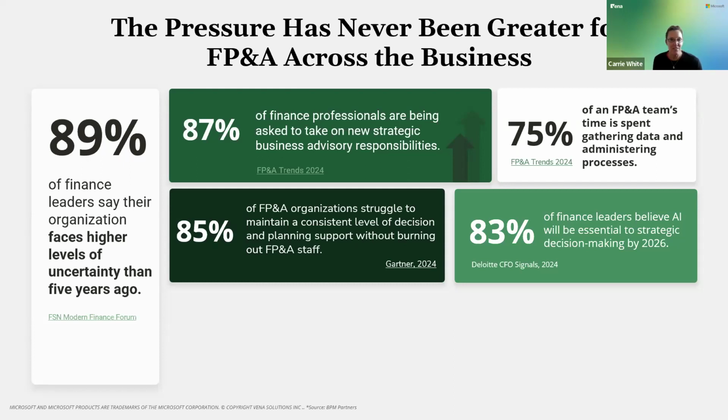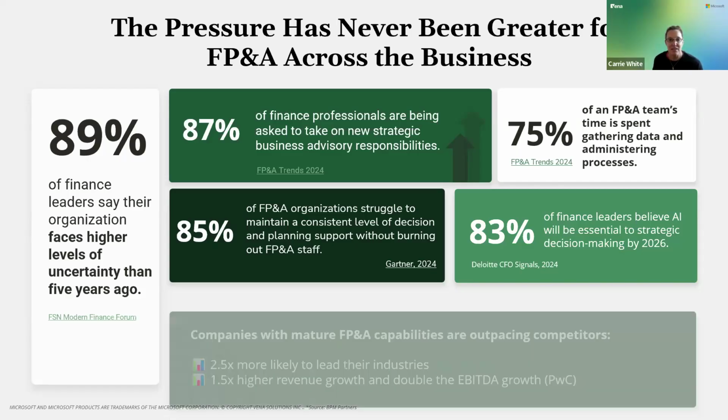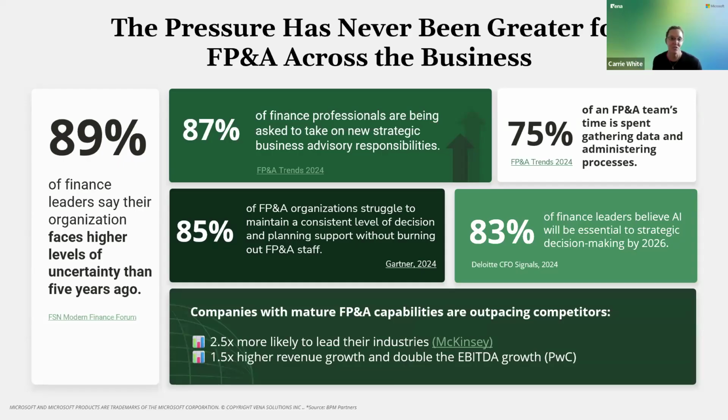85% are struggling to really maintain that executive level decision making. And then obviously with the onset of AI and the growth of AI, there's a lot more of that that's going to be made impactful through decision making.